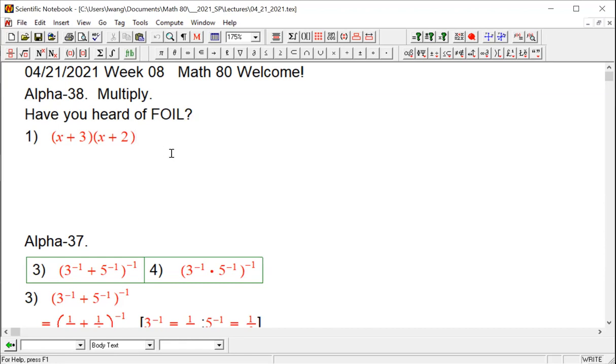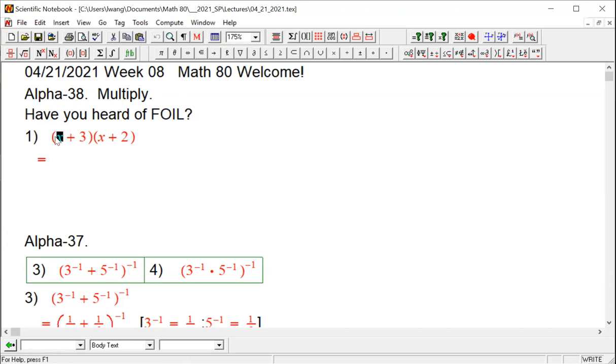Okay, what is a FOIL? FOIL basically is a process. You can see this, right? I don't imagine there's any problem for FOIL, so I'm going to just go straight to it.